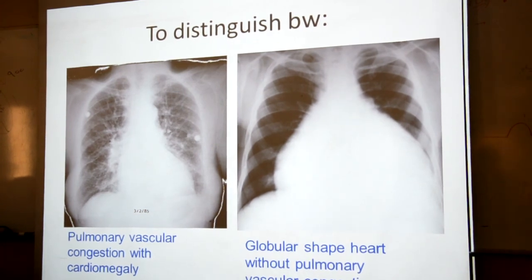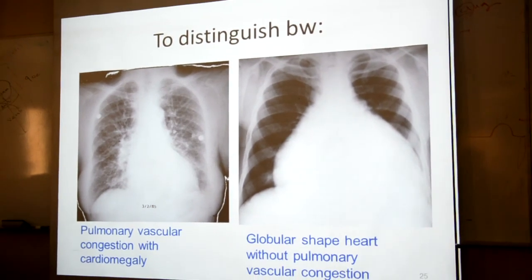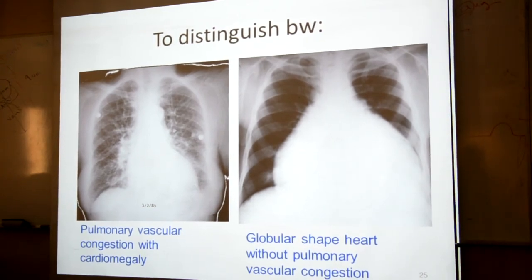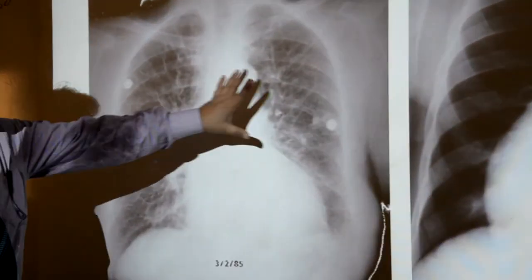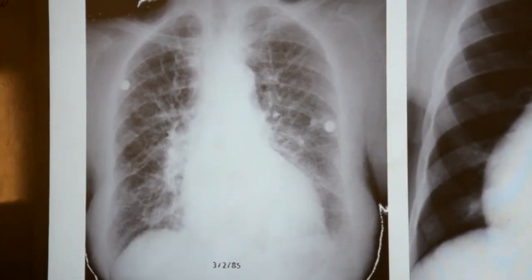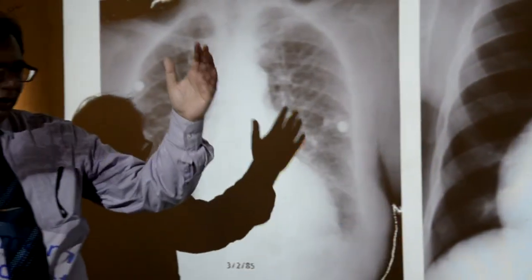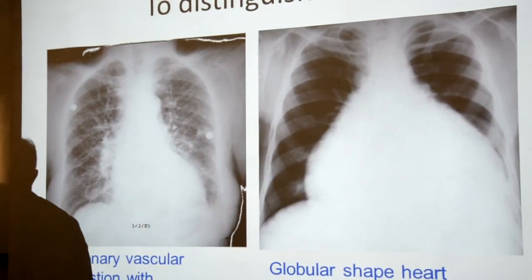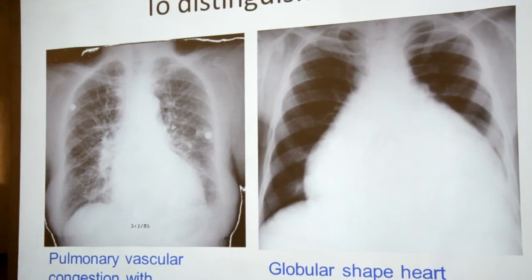We can easily distinguish on the same chest X-ray whether it is due to cardiomegaly or pericardial effusion. Check the vascularity, which is always increased in congestive cardiac failure, but normal in pericardial effusion. And the shape of the heart is much more rounded and globular in case of pericardial effusion.